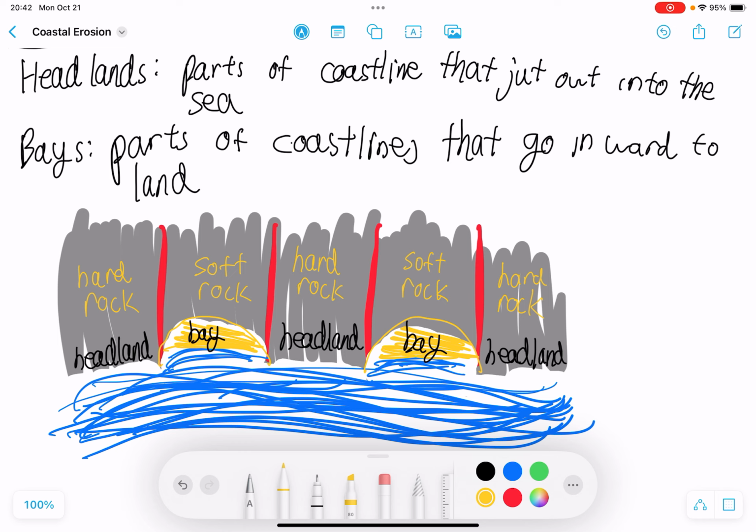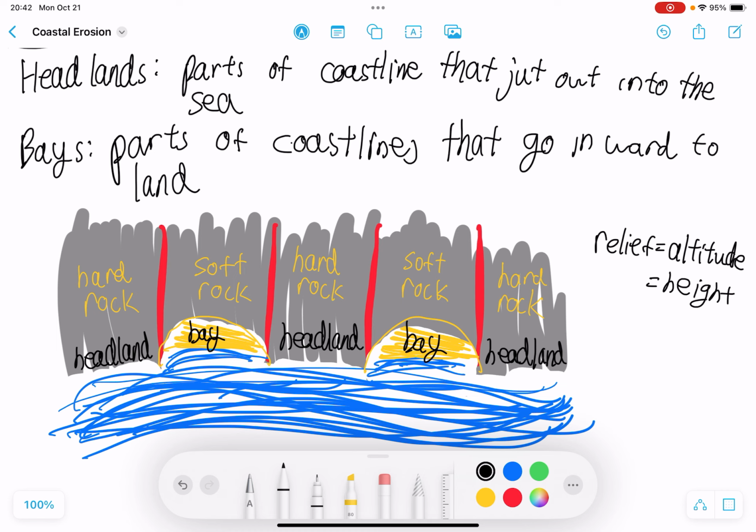Now let's talk about some features. There are many features of headlands and bays. Firstly, as we've already talked about, headlands are made up of hard rock and they erode slower. And secondly, they have high relief. So what this means is that relief basically means altitude over here, or height, like above sea level. The height of these lands.